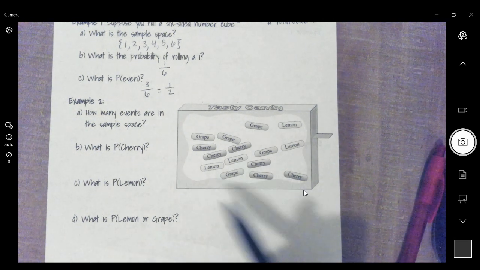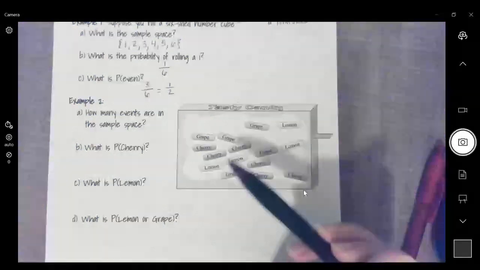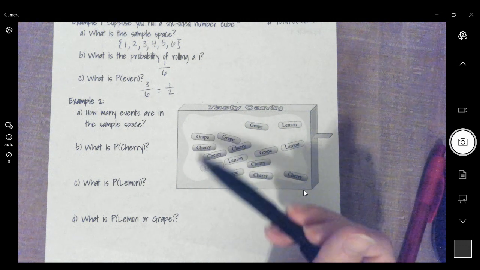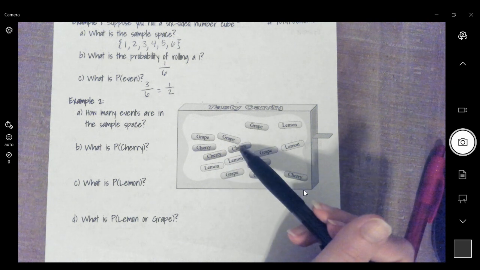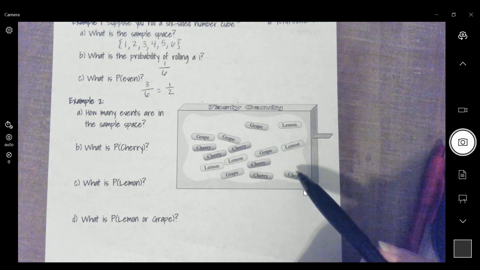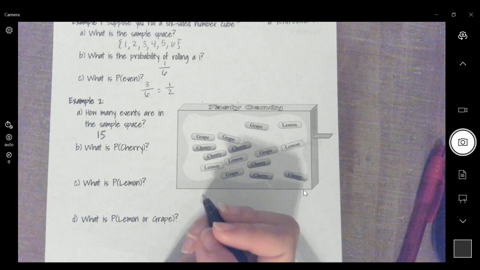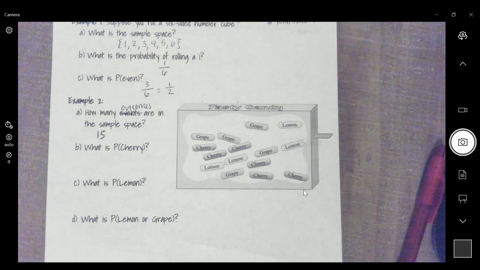So we've got a box of candy here. So we've got grape, cherry, lemon, and that's it. So we have different candies here. So letter A says how many events are in the sample space. We want to see how many different things could happen. And now some of these do repeat, and you still want to count them because that tells you the total number of candies we have. So we have 1, 2, 3, 4, 5, 6, 7, 8, 9, 10, 11, 12, 13, 14, 15. So there's 15 different options. We really should call these outcomes that are in our sample space. So that's going to be what we divide by.